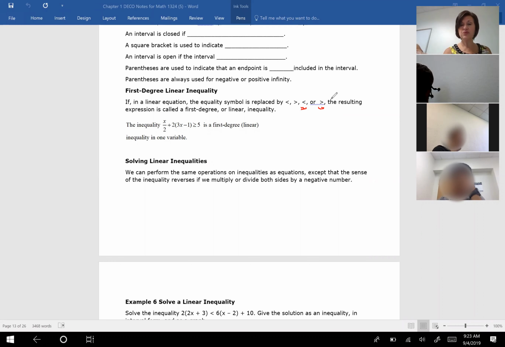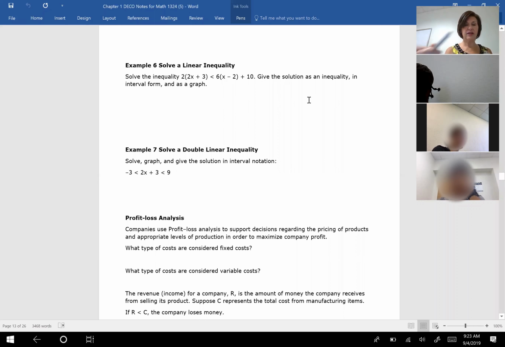Instead, let's just work on something that's a little bit simpler, because I think that's going to be more like what you see in your homework. And we're going to solve this linear inequality. So, solve this inequality and give the solution in interval form. And we're going to graph it as well.